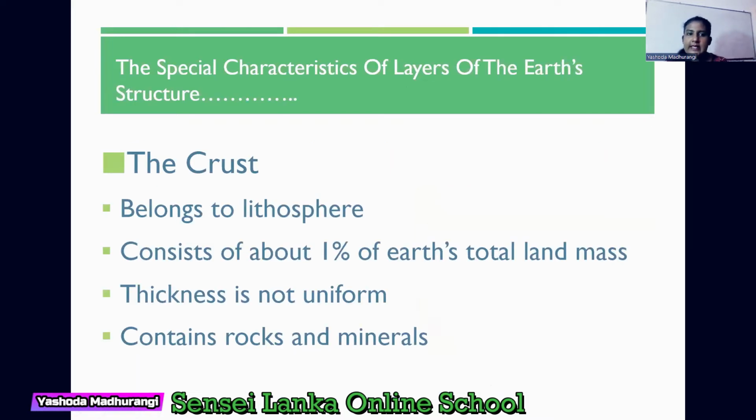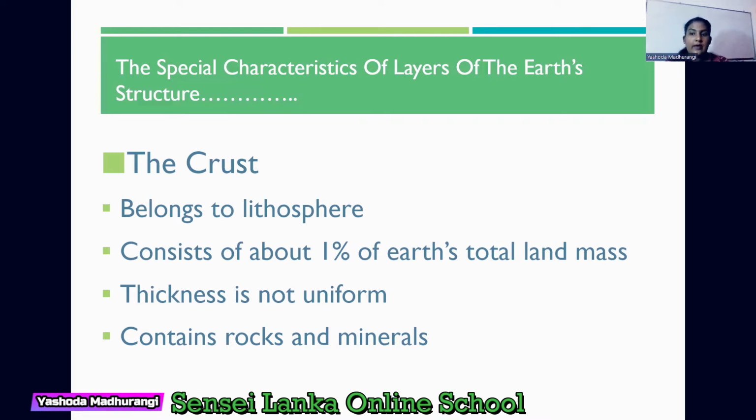Now look at this. The special characteristics of the layers of the Earth's structure. There are 3 layers, as I said earlier. Each layer contains different characteristics. Their features are different from each other. So we can distinguish the crust and the other layers by using special features.